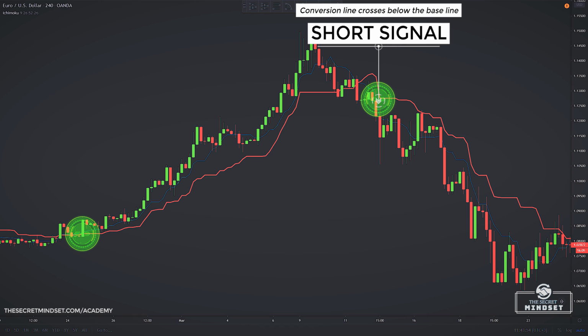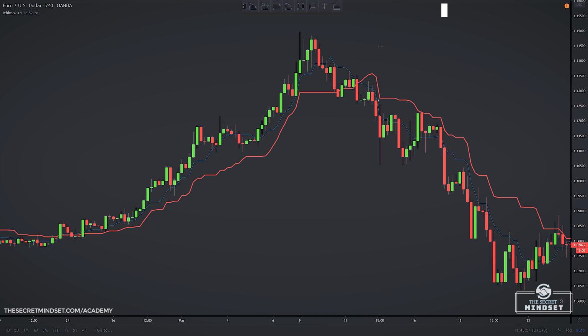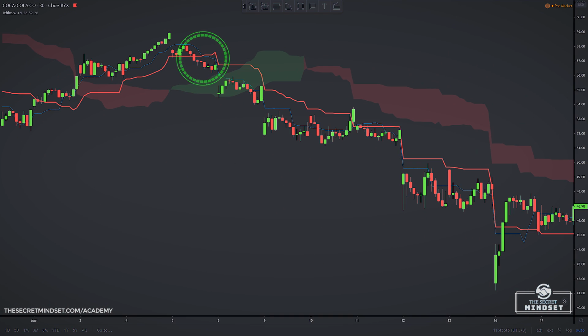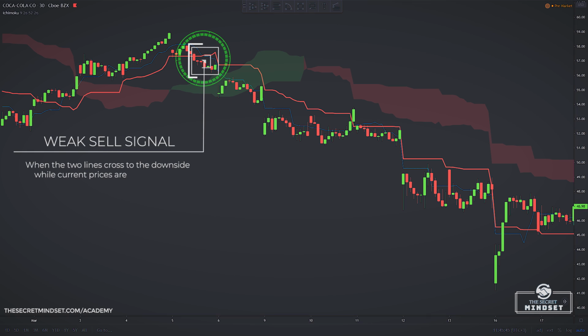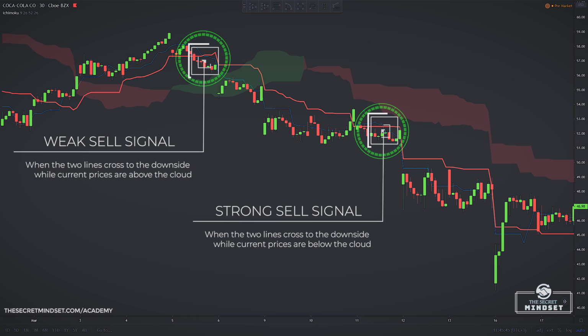But in Ichimoku theory, the signals are not created equal, and this is where the cloud comes into play. If the two lines cross to the downside while current prices are above the cloud, only a weak signal is generated. The strongest sell signal appears when the downside crossover occurs while prices are below the cloud, essentially signaling that fresh weakness is now evident within an overall downtrend.